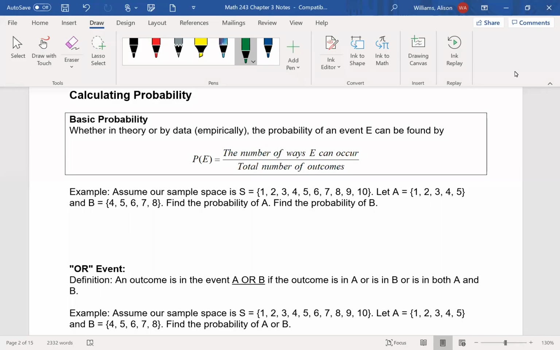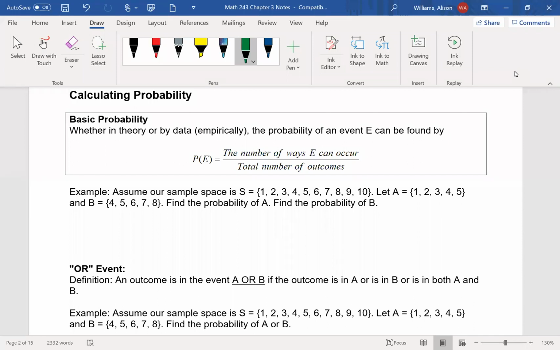In this video, we're going to calculate probability. We're going to look at the basic probability and do some examples with how we can view events. Whether we're talking about in theory or with data, meaning we're actually looking at solid numbers in the world, the probability is the number of ways an event can occur over the total number of outcomes. So we're going to use some specialized examples to do this.